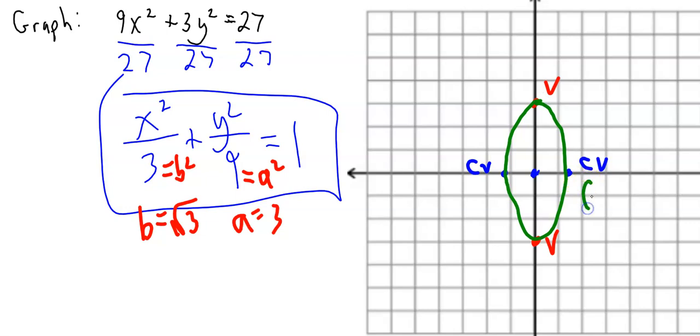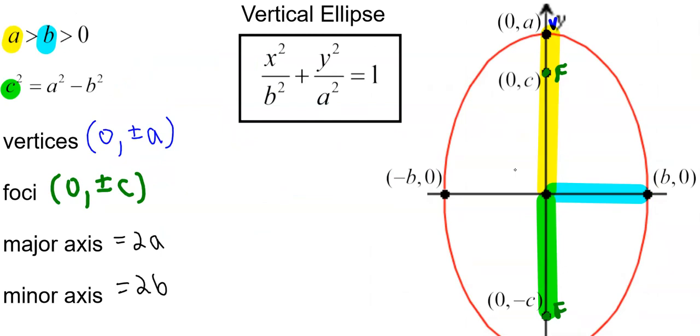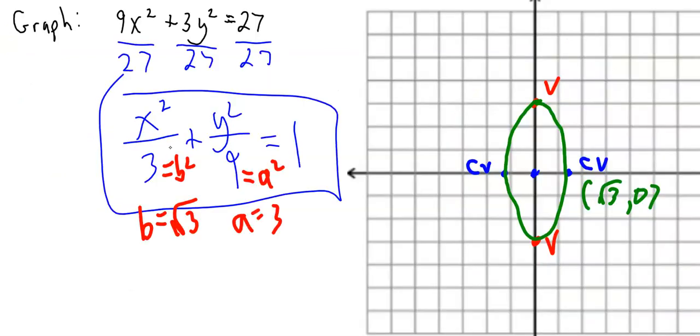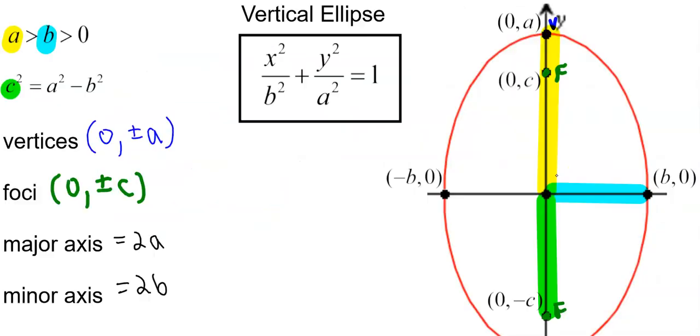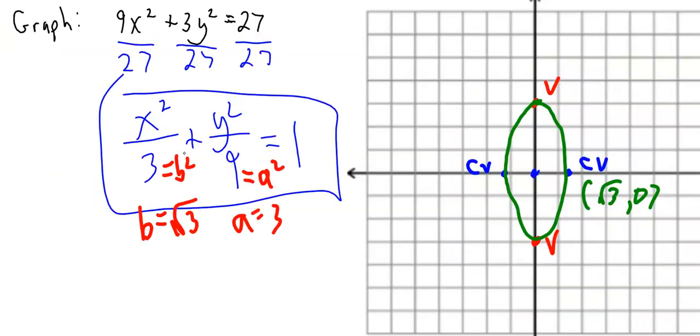You might want to put those ordered pairs: square root of 3, comma 0, and negative square root of 3, comma 0. If they're not a nice lattice point, you're okay. Again, if you're having trouble, use the formulas. So the formula is 0 plus or minus a. So if you knew B was square root of 3, I guess those are the co-vertices there. I don't have a formula for the co-vertices, but it would be plus or minus b, comma 0 would be the co-vertices.